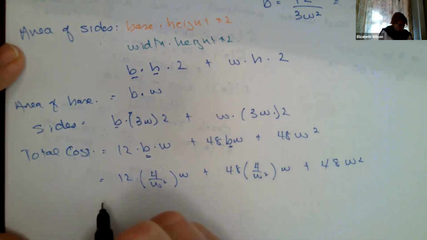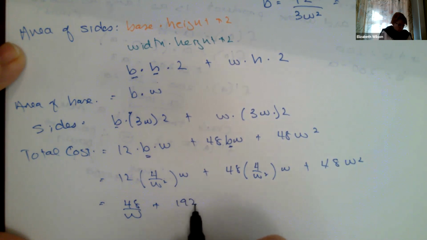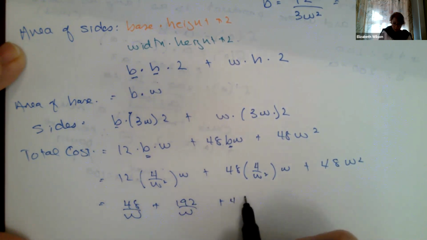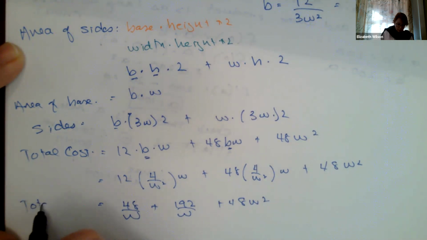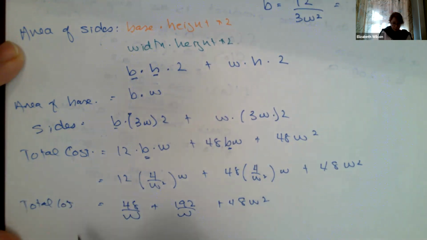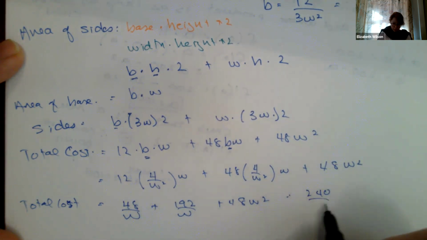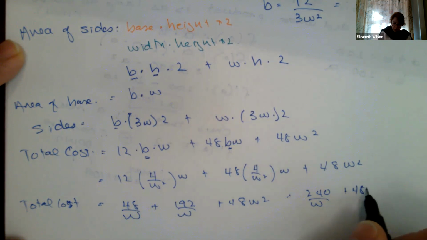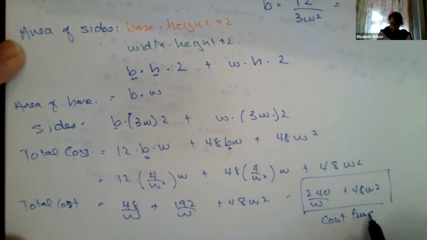Okay, so now this is going to be equal to 48 all over W plus 192 all over W plus... I'm skipping some algebra that you guys can go do too. And this is our total cost as a function of W. Okay, I can add these up. This is 240 over W plus 48 W squared. So this is my cost function. This is the thing that I want to minimize.